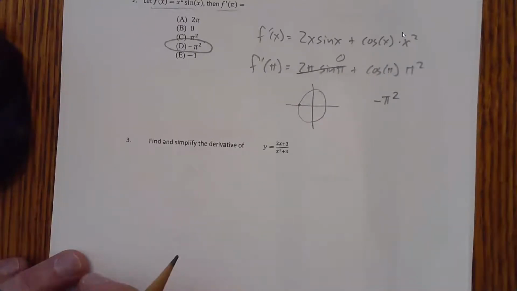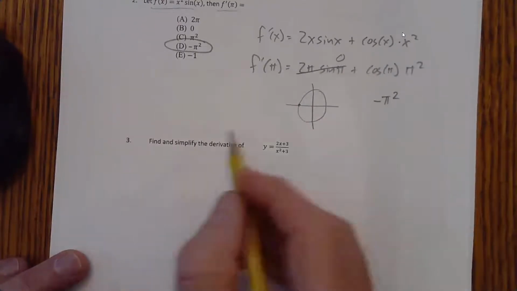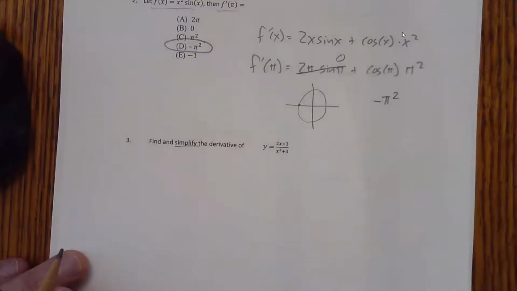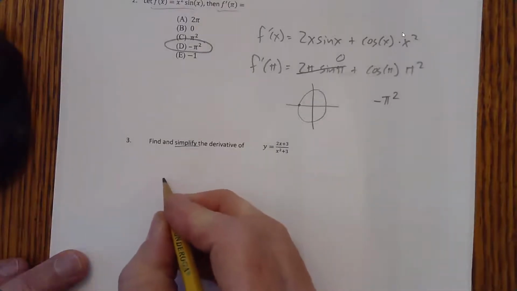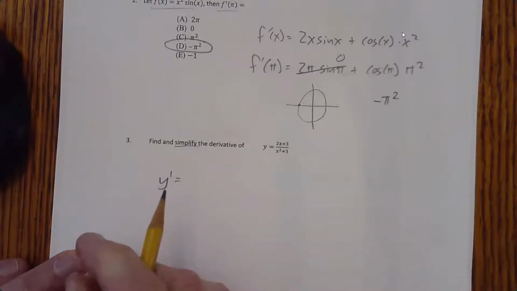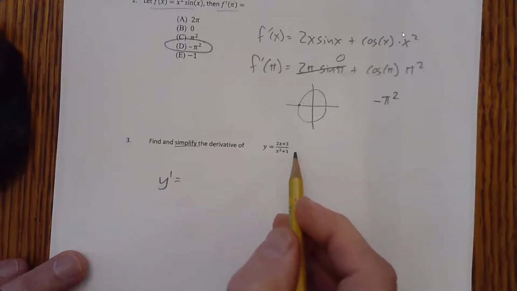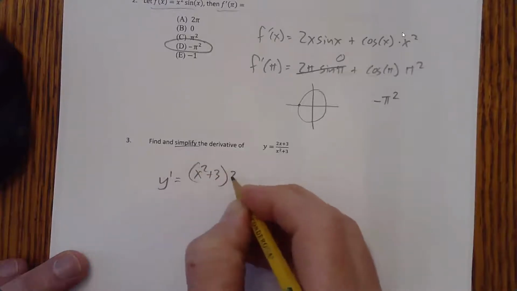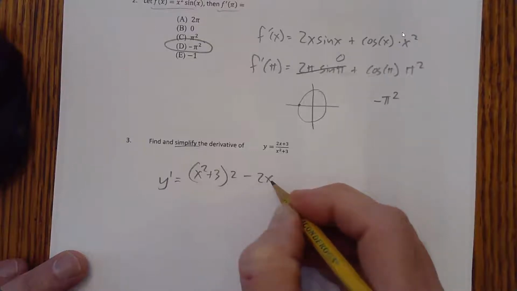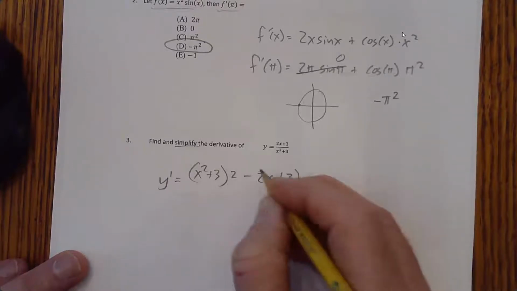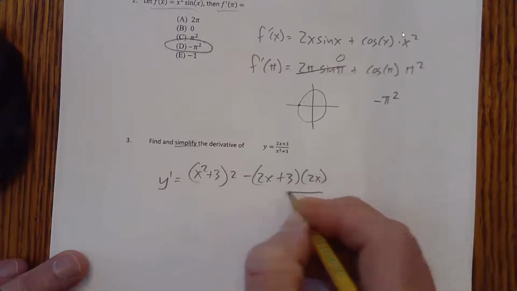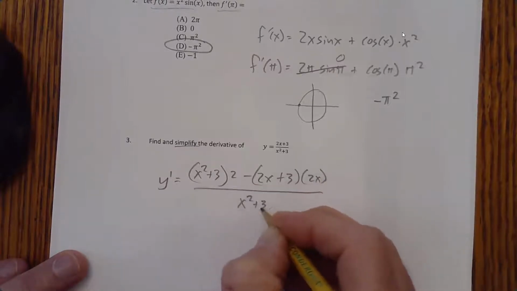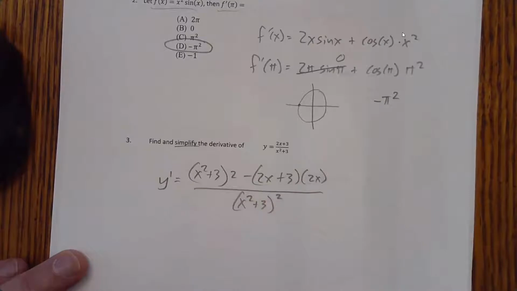Okay, find and simplify this derivative. I pay attention to the simplify here, and otherwise it is just a derivative, which is a quotient rule. No easy way to simplify this algebraically. So I do low d high minus high d low all over the bottom function squared. Don't multiply out the bottom function. That's fine, that's simplified. But the top, I've got to work out a little bit.